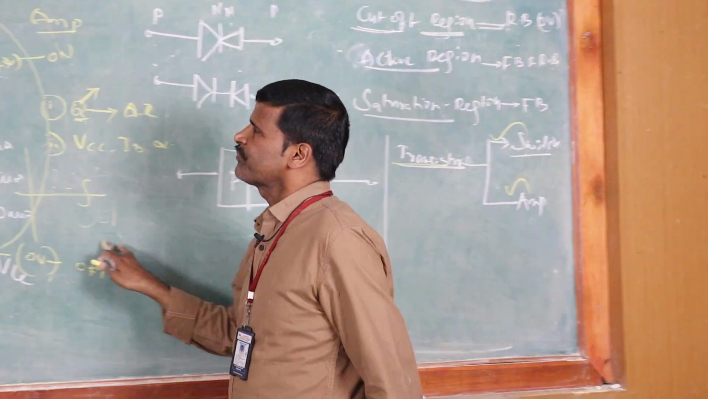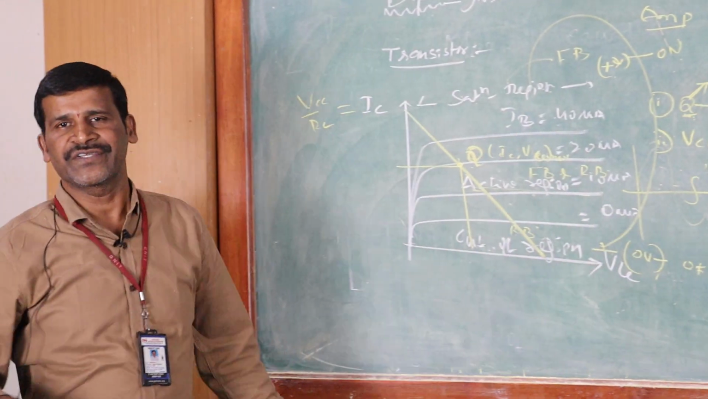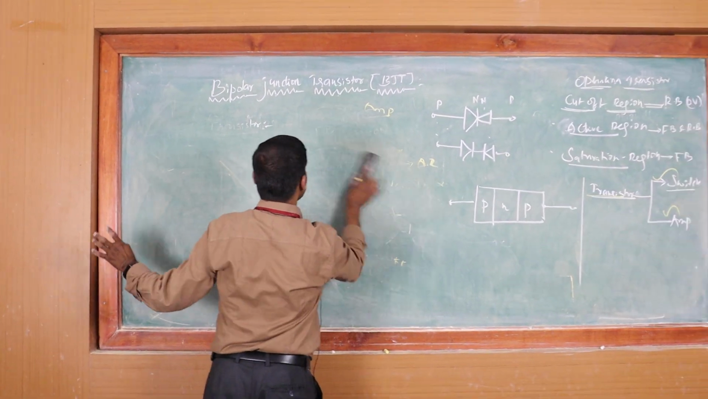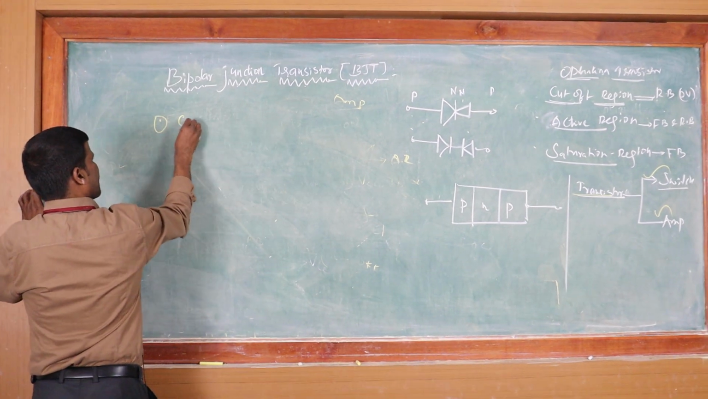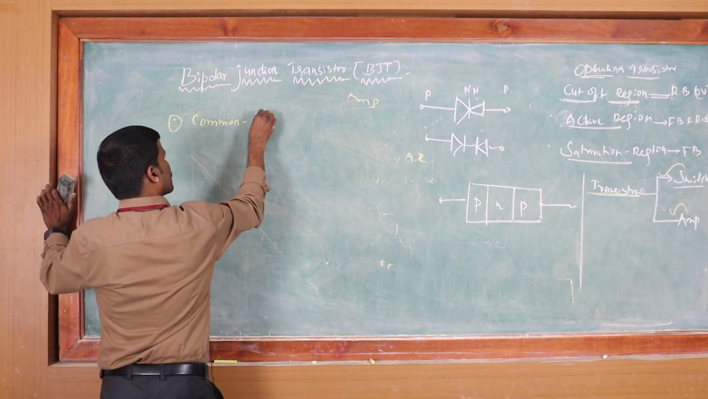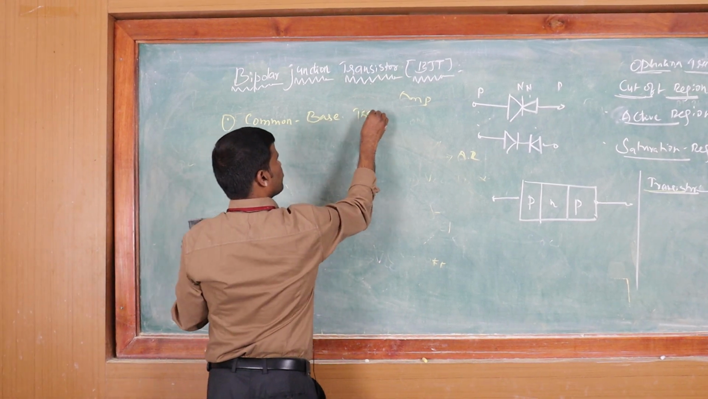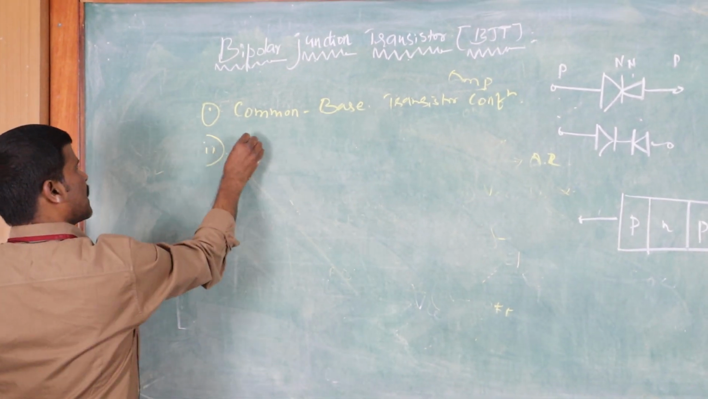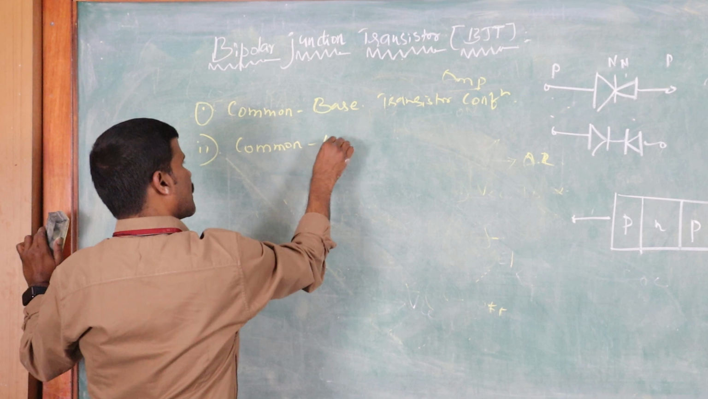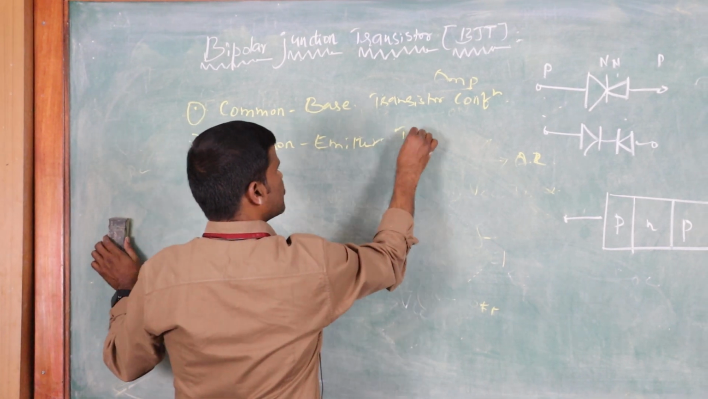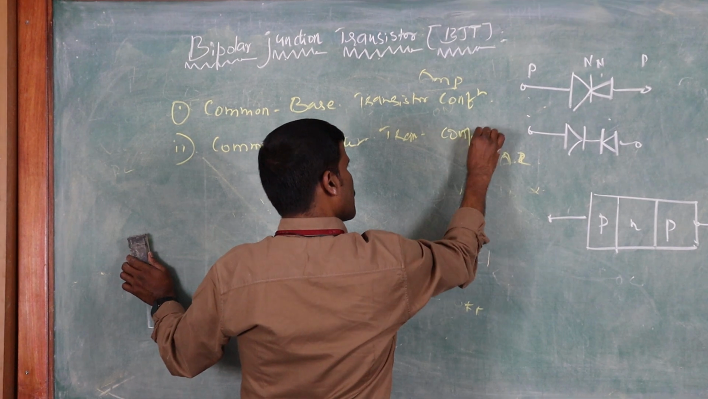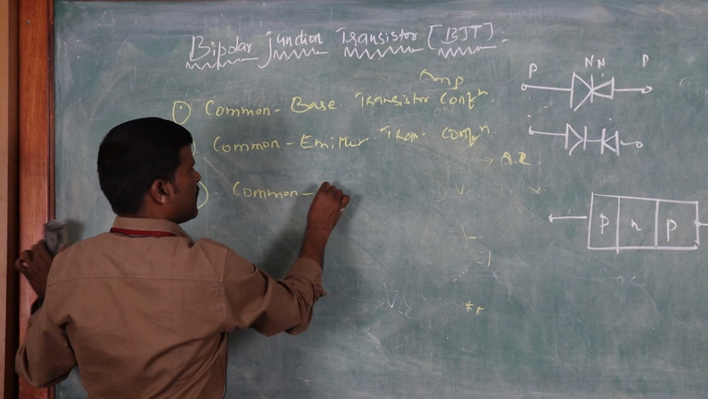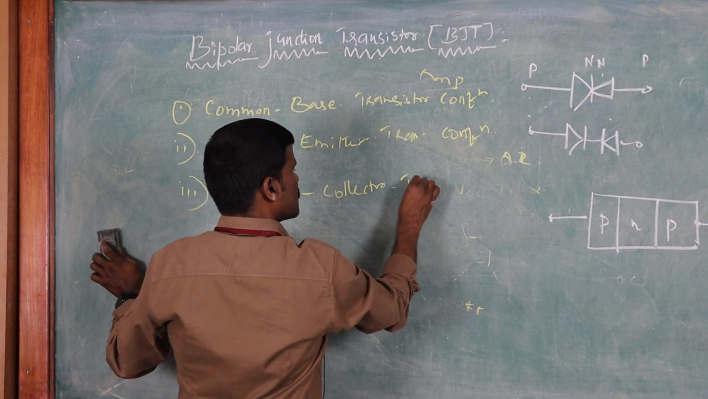Now, based on this transistor, there are three types of configurations. What are the three types of transistor configurations? Common base transistor configuration, common emitter transistor configuration, and common collector transistor configuration.